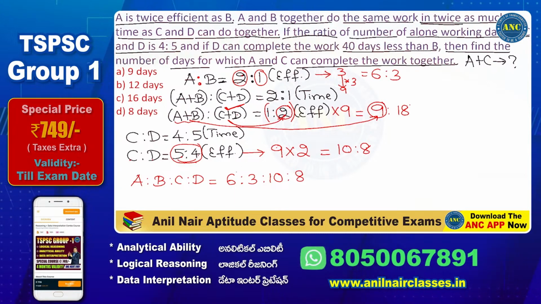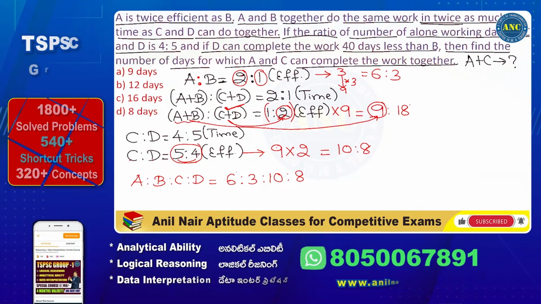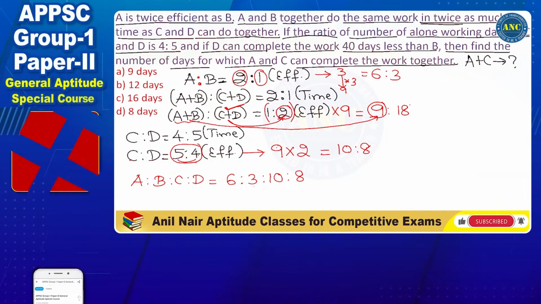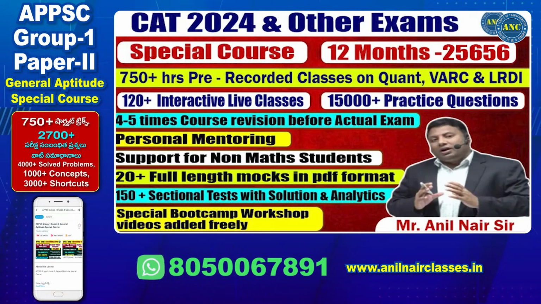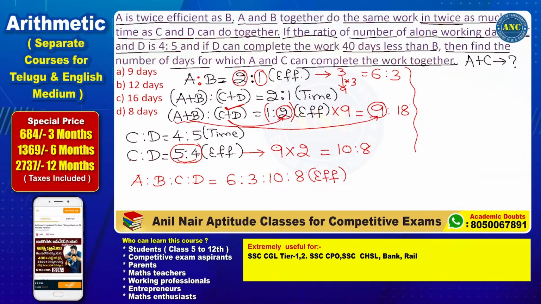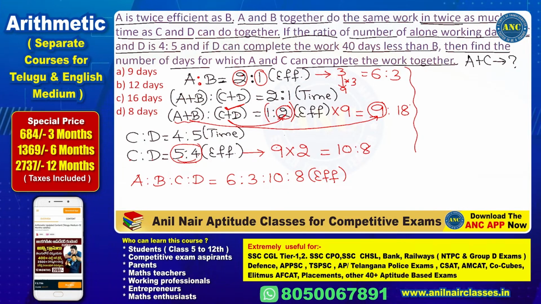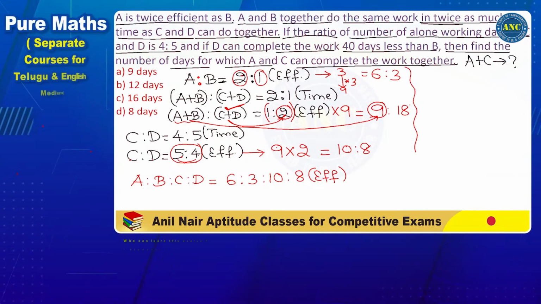Now, what else is pending? It's so simple. If you see the question right now, it is 6:3:8:10. Sorry, 10:8. This is nothing but the efficiency ratio of all the 4 people. Now, I want to calculate how much total work there is. Now, can I say that D? If you take D, where it is given, C and D.